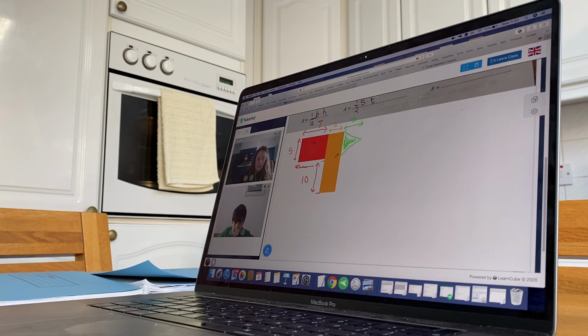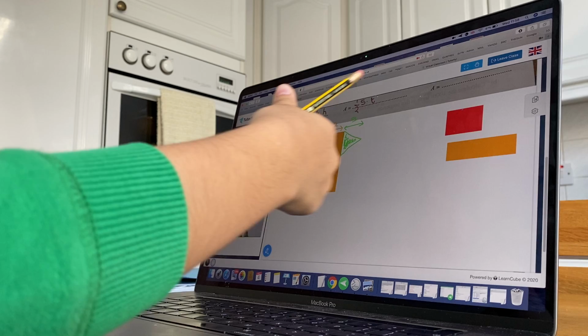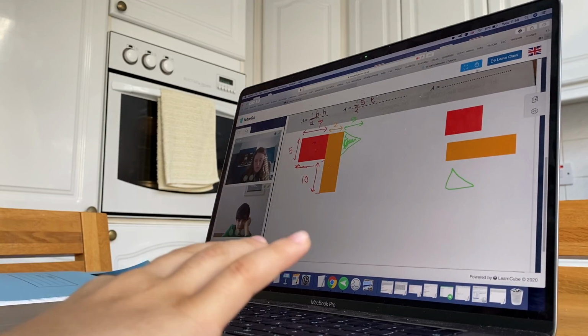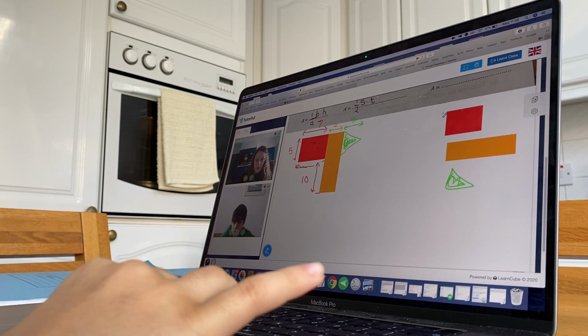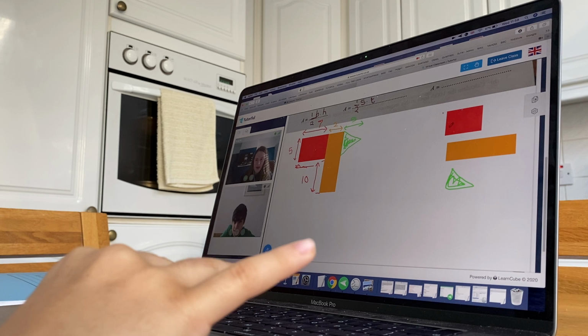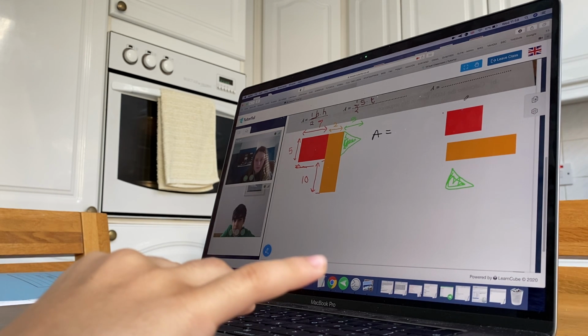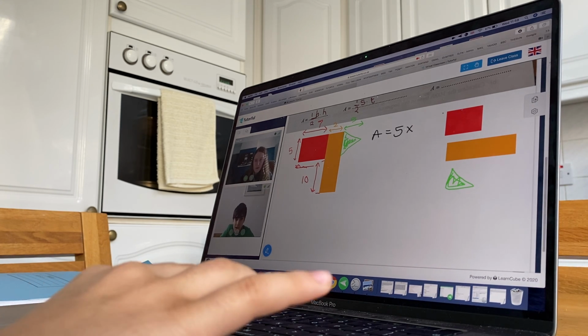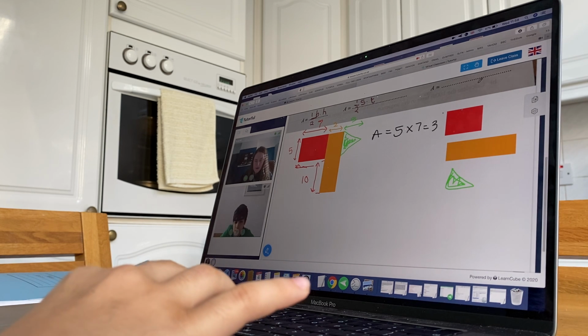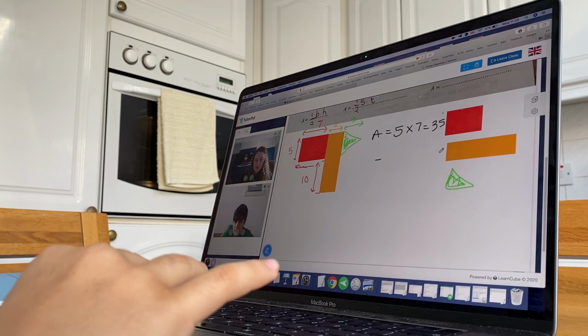So now we'll work out the area of this big shape. To figure this out, we need to split it up into parts and figure out what each of the parts are first. This one's going to be 5. So the red square first, the area will be 5 times 7, which is 35. Brilliant.